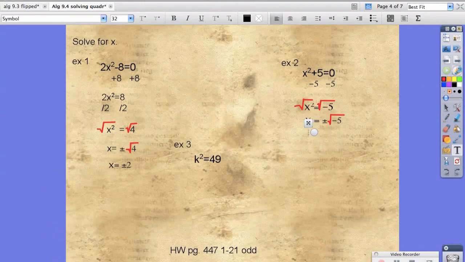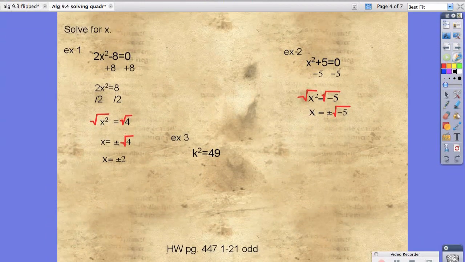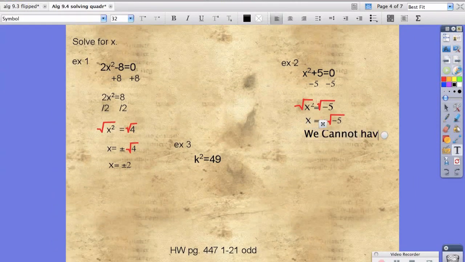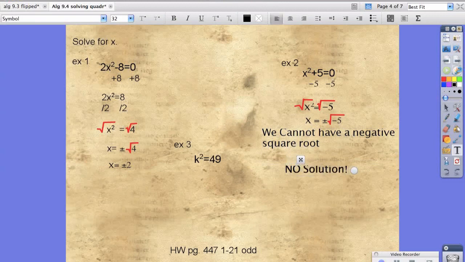Now, notice that in the square root we have a negative number. We cannot have a negative square root. Therefore, we have no solution.